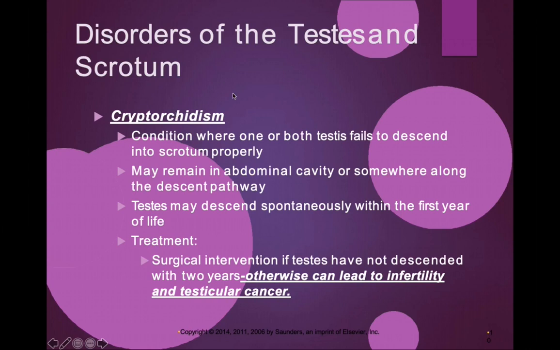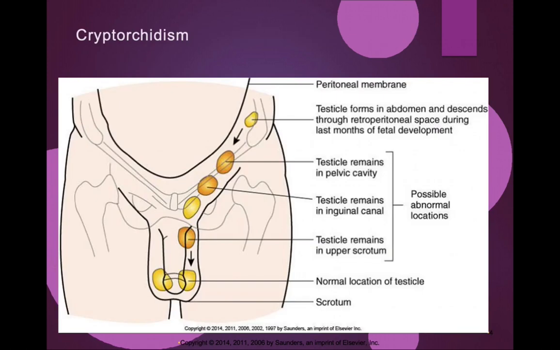Okay, now we have a disorder of the testes and the scrotum. This is called cryptorchidism. Now, this is a condition where one or both of the testes fail to descend, right? The failure of the testes to drop, and they can remain in the abdominal cavity or somewhere along the descent pathway. The testes may descend spontaneously within the first year of life. Now, this does require surgical intervention if the testes have not descended by the time the child is 2 years of age. Otherwise, this condition can lead to infertility and testicular cancer.